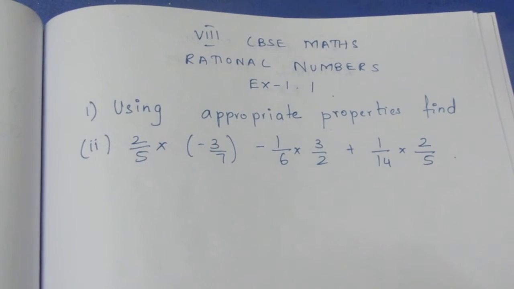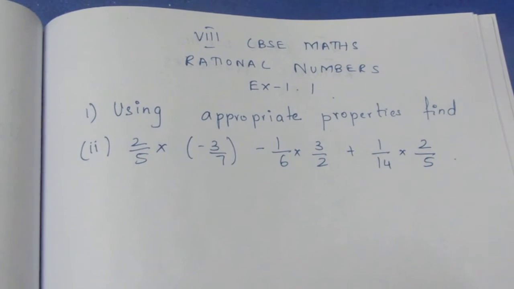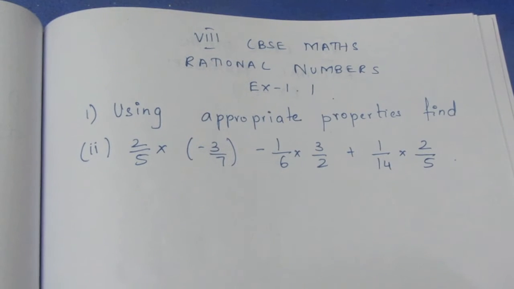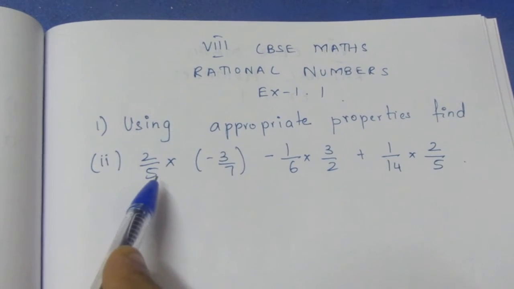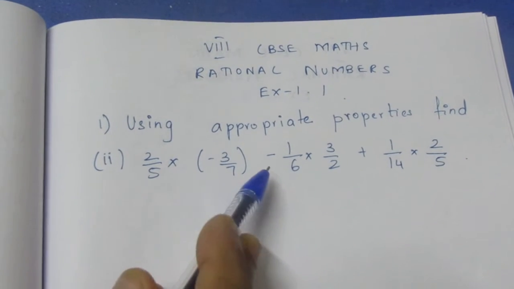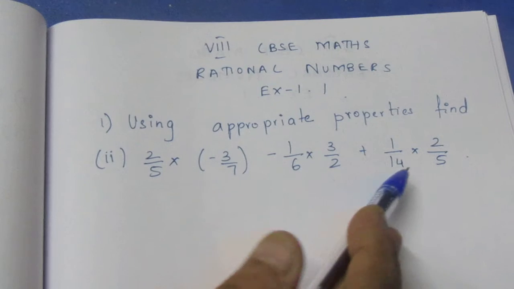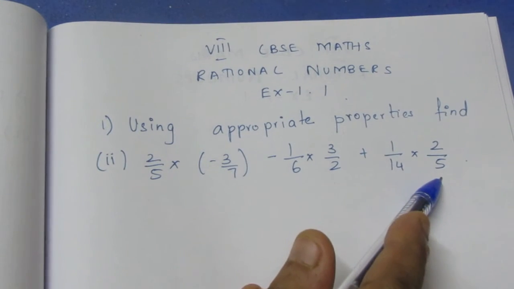Today we are going to see 8th CBSE Maths Rational Number Exercise 1.1 question number 1. In that second subdivision, let's see the question. Using appropriate properties, find in the second subdivision it is 2 by 5 into minus 3 by 7 minus 1 by 6 into 3 by 2 plus 1 by 14 into 2 by 5.